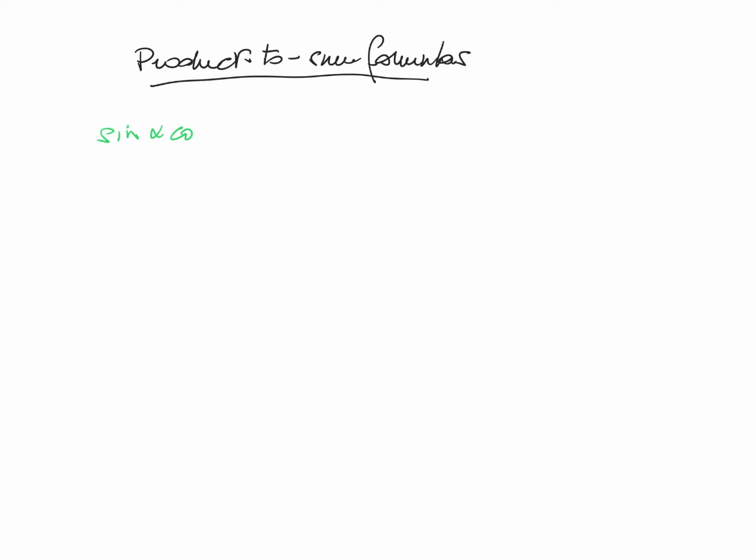So the last set of equations that we will see are the product to sum formulas and the sum to product formulas. So let us start with product to sum. Basically, we take a product of trigonometric functions and make it into a sum of trigonometric functions. Assume we have a product sine alpha times cosine beta, then this equals 1/2 of sine alpha plus beta plus sine alpha minus beta.